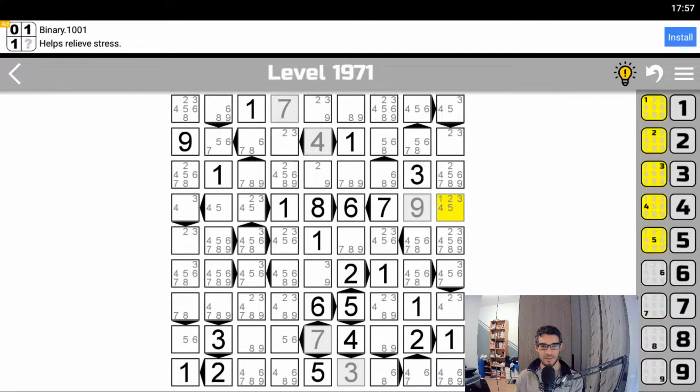Is there anything else? Or this can be a 1. But I already know that. I placed all the 1s. And I think that's it, right? Oh, also this one. This one also can be a 3. Because if it is a 3, again, this must be a 2. And I have no more cells. No more numbers for this cell. So that can be a 3 either. And therefore this can be a 4.